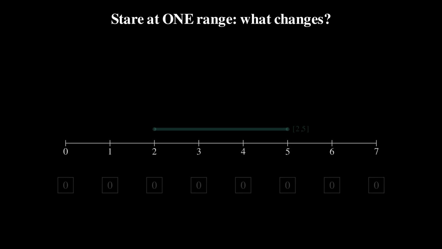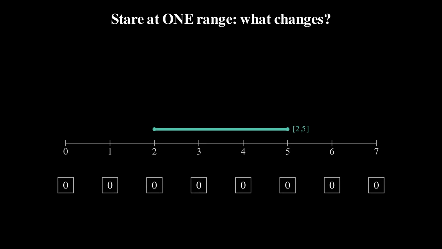To answer it, let's shrink the problem to a single range, 2 to 5, and stare at it until it gives up its secret. What does this one range contribute to each position? At 0 and 1, nothing. At 2, it contributes 1. At 3, still 1. 4, 1, 5, 1. And at 6, back to 0.